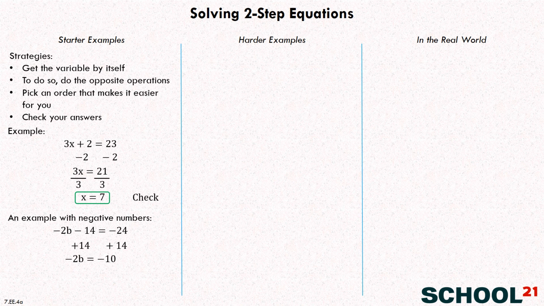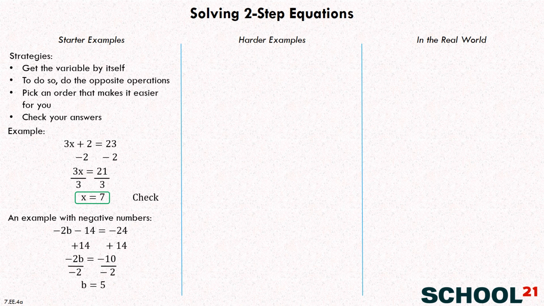And now that -2 is what's standing in our way of b being by itself. It's multiplying the b, so we do the opposite. Divide by -2, both sides. On the left-hand side, we have just 1b, or b. And on the right-hand side, -10 divided by -2 is 5.